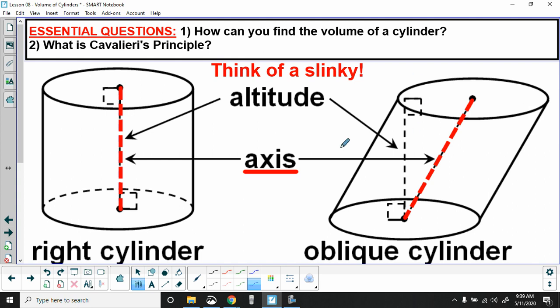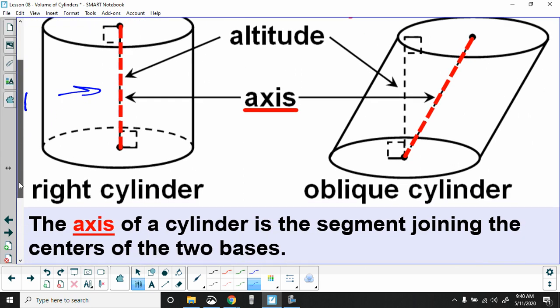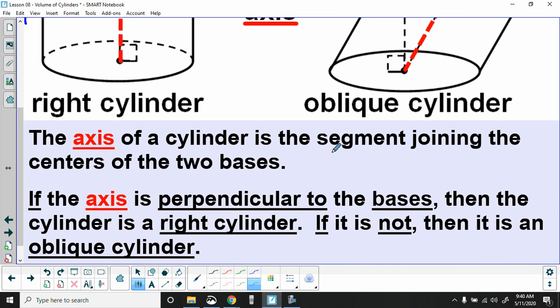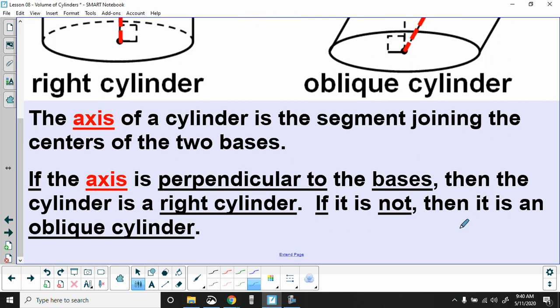Now, the axis is what goes from the center of the two congruent circles. Sometimes it's the altitude, the altitude and axis are the same, and sometimes they're not. The axis of a cylinder is a segment joining the centers of the two bases. If the axis is perpendicular to the base, then the cylinder is a right cylinder. If not, then it's an oblique cylinder.